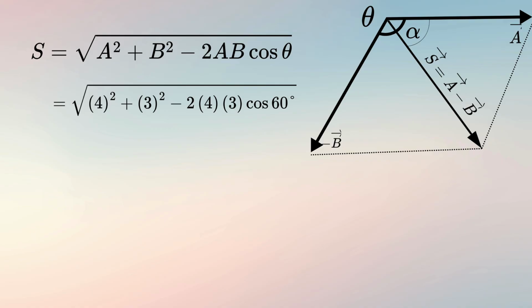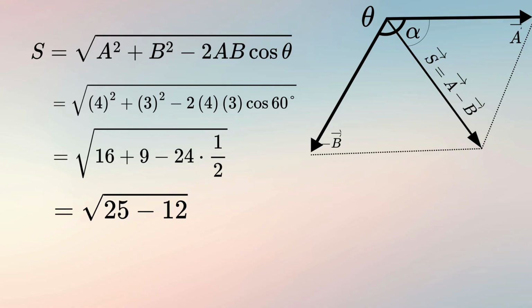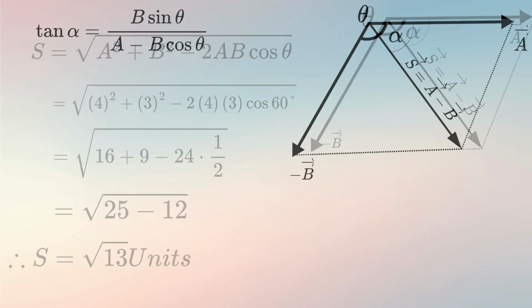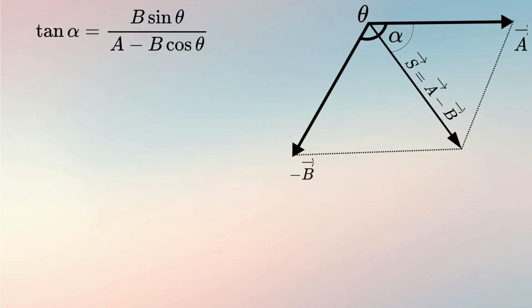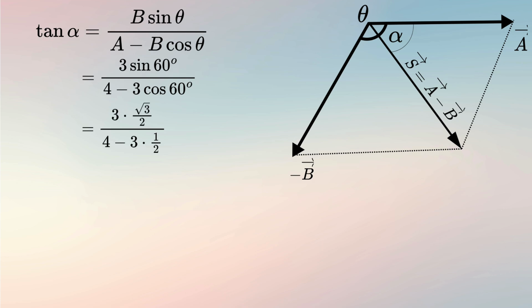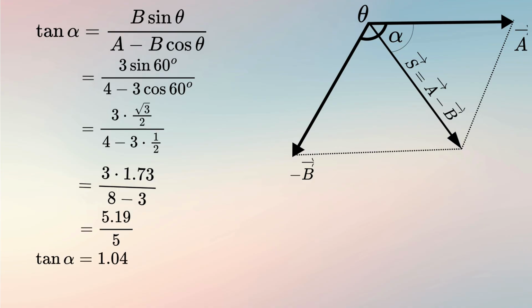Again we put the cos 60 as 1 by 2 to get 16 plus 9 minus 24 multiplied by 1/2. First we will divide the 24 to write it as 25 minus 12, which gives us answer now root 13. And for the direction again, we can use a similar formula, tan alpha equal to b sin theta divided by a minus b cos theta. Putting the values here, again we have 3 multiplied by root 3 by 2 divided by 4 minus 3 into 1/2. Cross multiplied in the denominator and cancelled out the 2, and substituted the value of root 3 as 1.73 to get the final answer 1.04 for tan alpha. Now alpha can be written as tan inverse 1.04, which is 46.1 degrees.